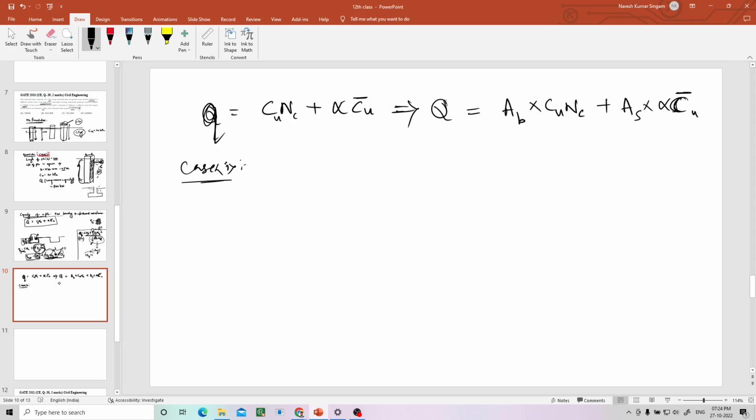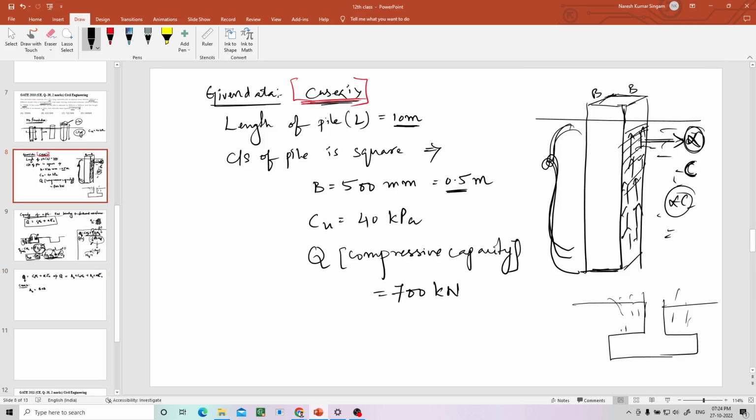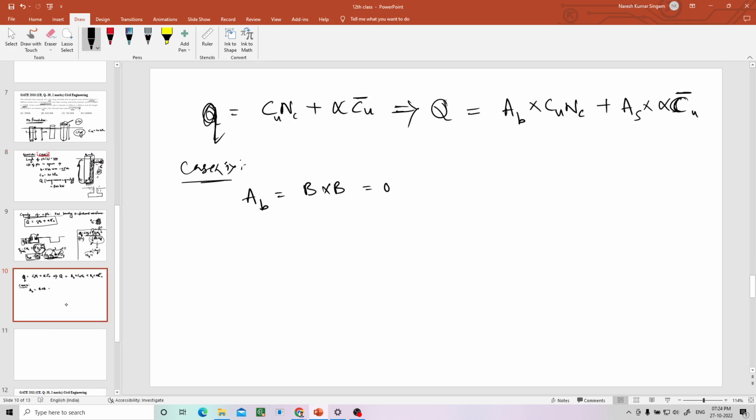In case 1, Ab equal to B into B. Why B into B? Bearing resistance means it is at this point. So what is the area? B into B, it is square. In case 1, it is 0.5 into 0.5. So 0.25 meter square. And what is the As?